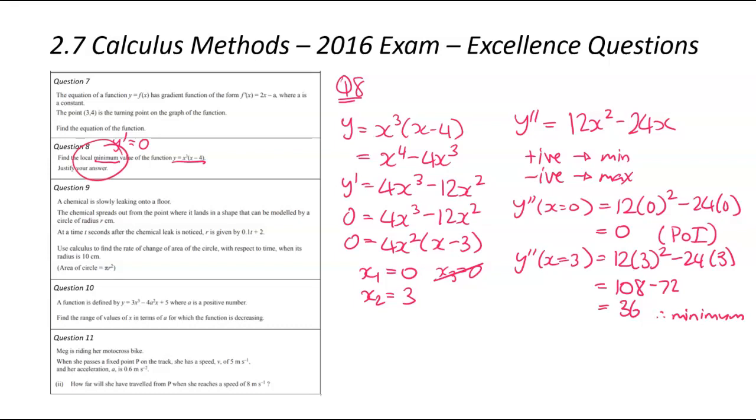We found the minimum. The only thing really left to do is you probably want to state it as a coordinate. So let's go ahead and find out. We know the x value. Let's put that back into the original equation, find out what the corresponding y value would be. So y will be equal to 3 cubed times 3 minus 1. 3 cubed is 27 times minus 1 is negative 27. So that means our minimum is (3, -27).